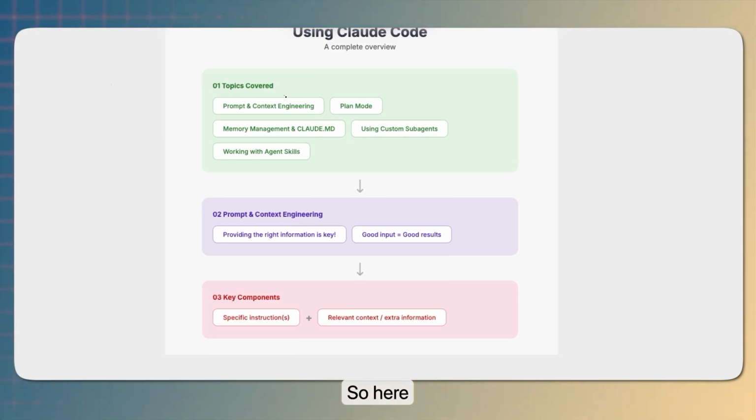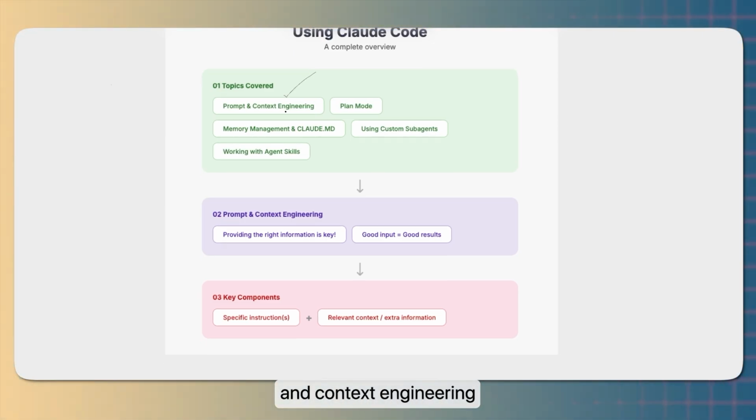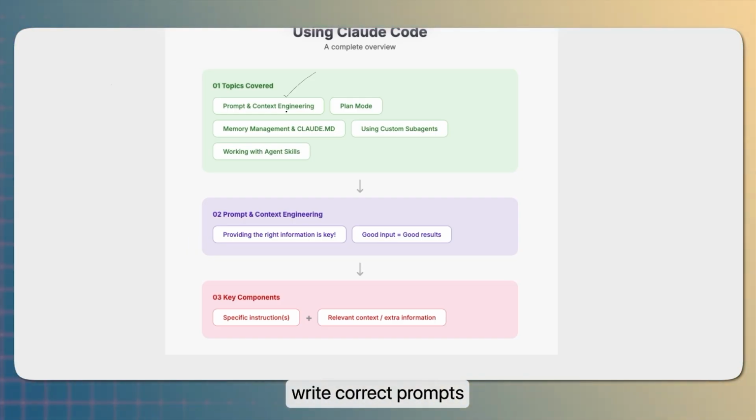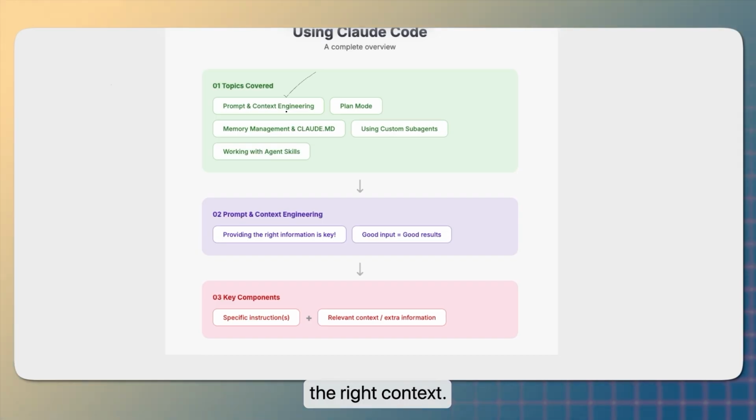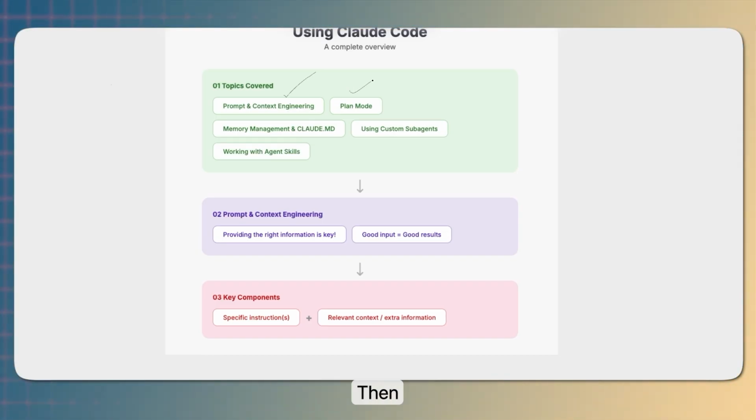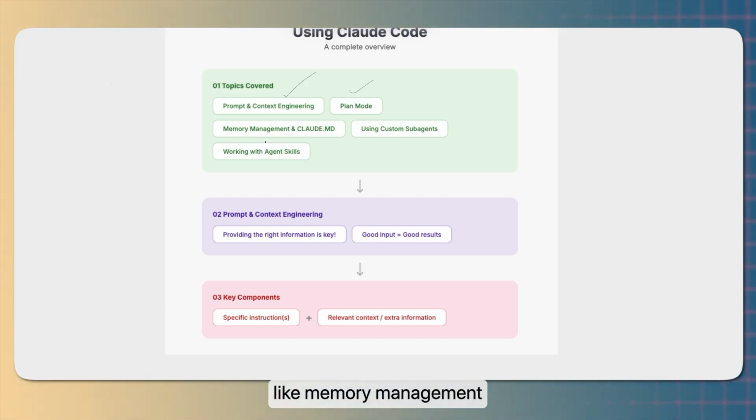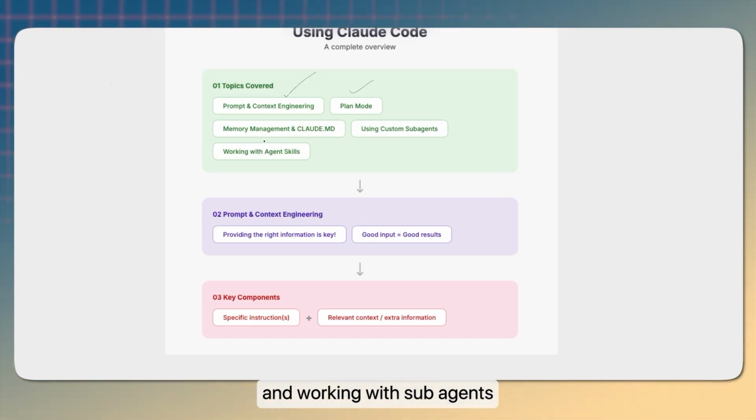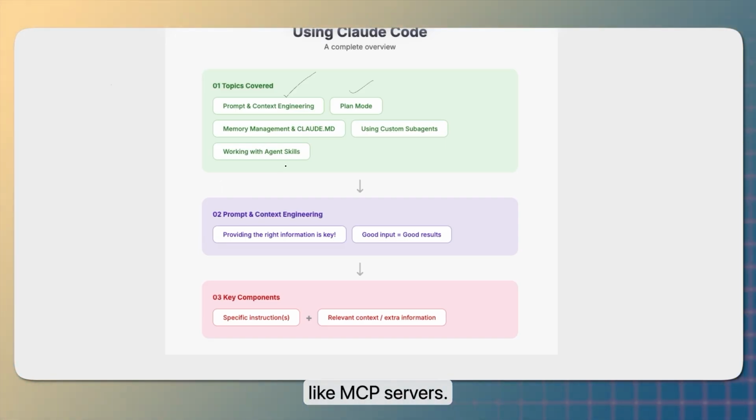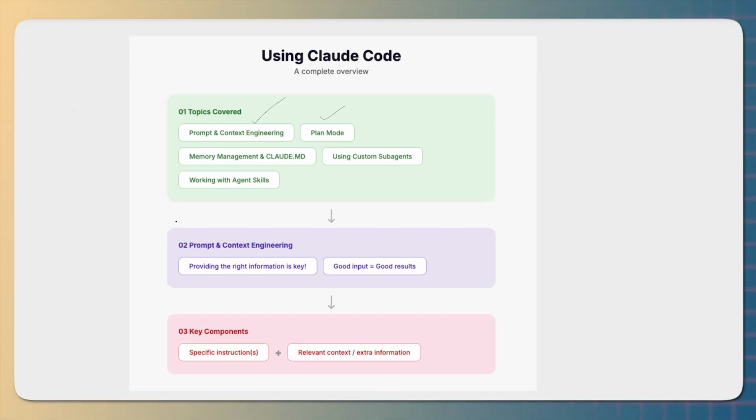So here we will explore how to properly perform prompt and context engineering with Claude Code. We will see how to write correct prompts and provide the right context. Then we will dive into Claude Code plan modes. Then we will dive into a few more crucial features like memory management, working with sub-agents, working with agent skills, and many more like MCP servers as well. Now let's start with prompt and context engineering.